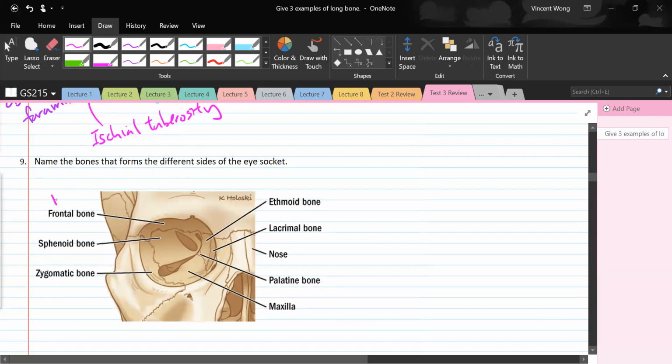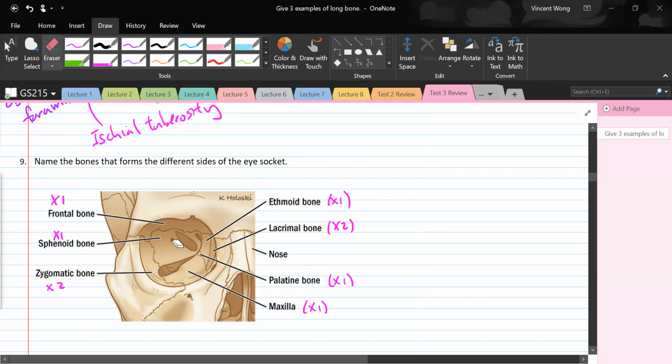Now you should know that there's just one frontal bone, one sphenoid bone. Okay, the zygomatic, right? That's going to have two bones, one on each side. You have a maxilla, palatine bone, right? Ethmoid bone is also one, lacrimal is two. So 1, 2, 3, 4, 5, 6, 7. Those are the 7 bones that form your orbit.